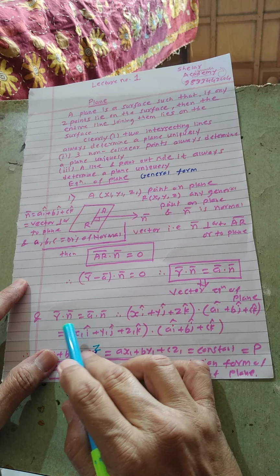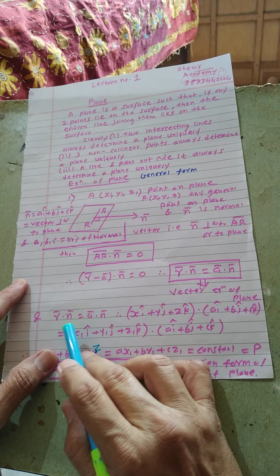AR is a vector on the plane. n bar is perpendicular, therefore AR dot n is equal to 0. A(x1, y1, z1) is a point on the plane, which will be given while solving the problem. And R(x, y, z) will not be given; we have to consider any general point on the plane, similar to the line.